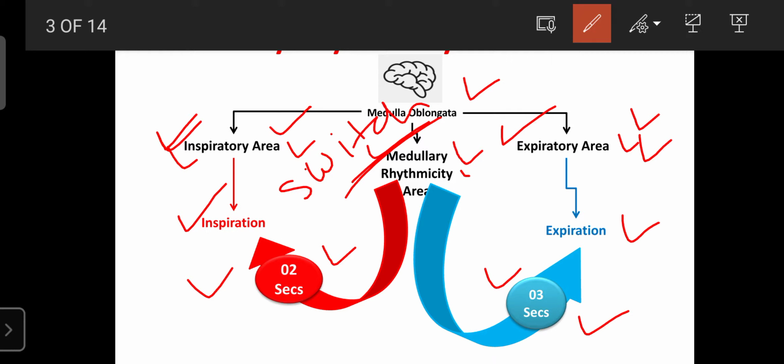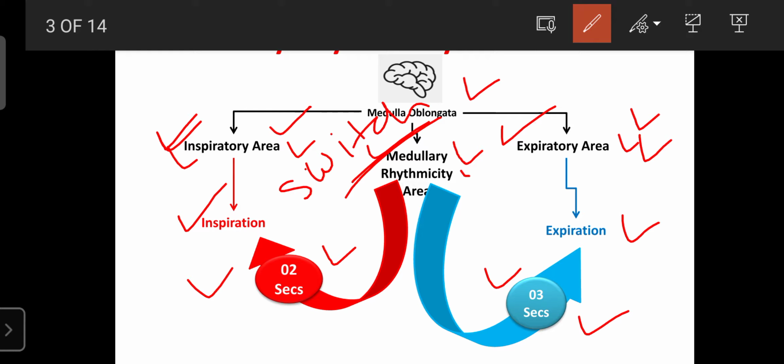So like that, the medullary rhythmicity area is involved in the control of inspiration as well as expiration, by stimulating the inspiratory area for 2 seconds and after that stimulating the expiratory area for 3 seconds. So like that, the medulla oblongata, or medullary rhythmicity area, is involved in the regulation of inspiration as well as expiration.